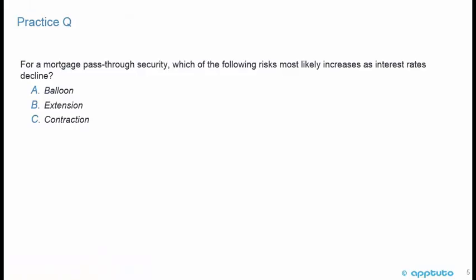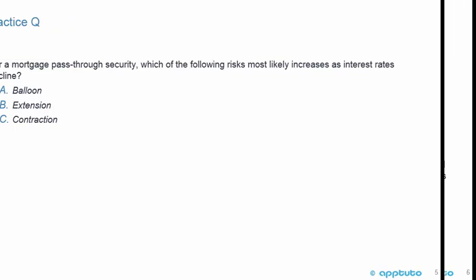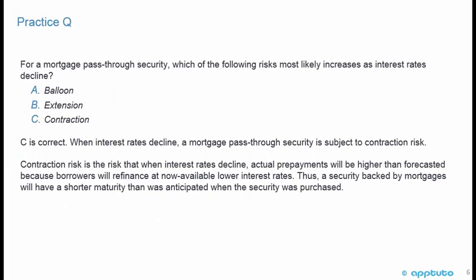Easy. So I'll just do a quick practice question. For a mortgage pass-through security, which of the following risks most likely increases as interest rates decline? A, balloon, B, extension, or C, contraction? The correct answer is C. When interest rates decline, a mortgage pass-through security is subject to contraction risk. Contraction risk is the risk that when interest rates decline, actual prepayments will be higher than forecasted because borrowers will refinance at now available lower rates. Thus, a security backed by mortgages will have a shorter maturity than was anticipated when the security was purchased.